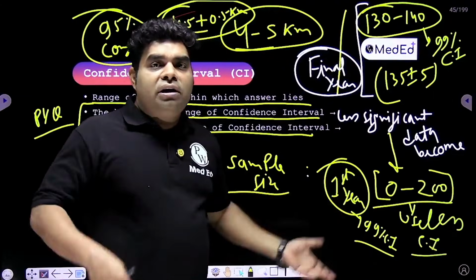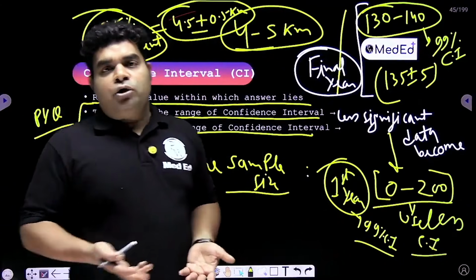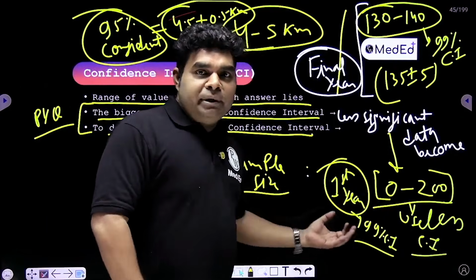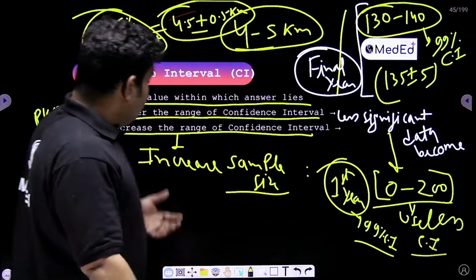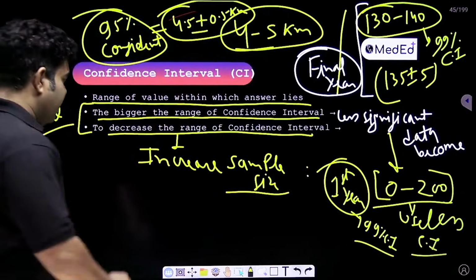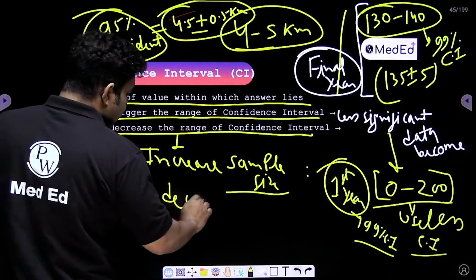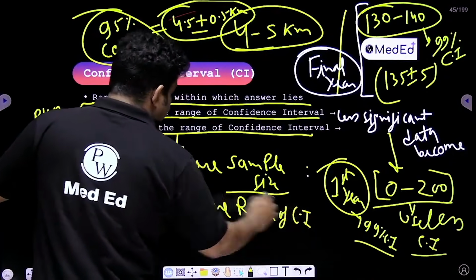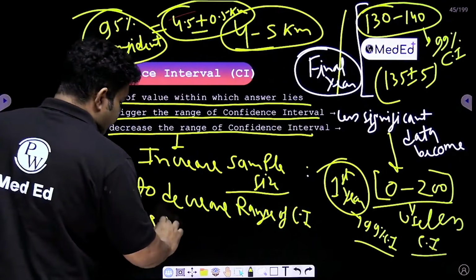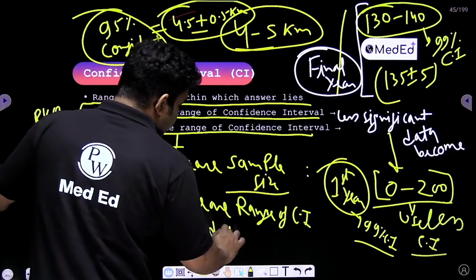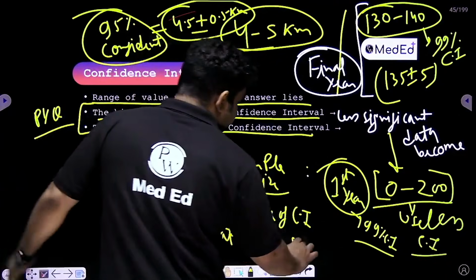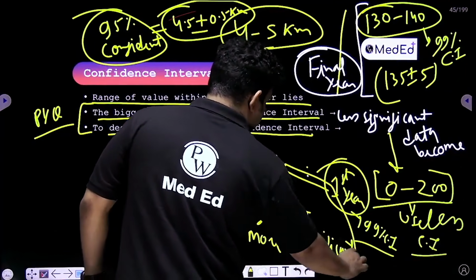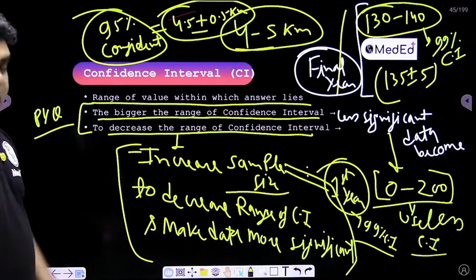And the first year has not done any mock test or any PYQ of PG exam. So here the sample size is 0, because the sample size is less, so the range is big. So if you want to decrease the range of confidence interval and make data more significant, what should you do? To decrease the range of confidence interval, increase the sample size.